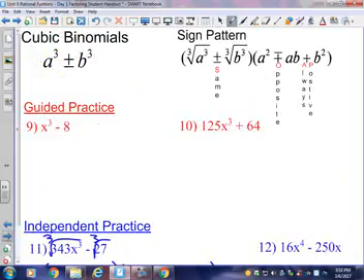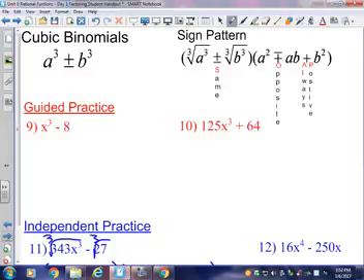Now let's look at cubic binomials. Odd power binomials, except for this one, we'd have to do some other type of method. I can't do cubics and then do fifth powers with the same method. But cubics have a pattern.